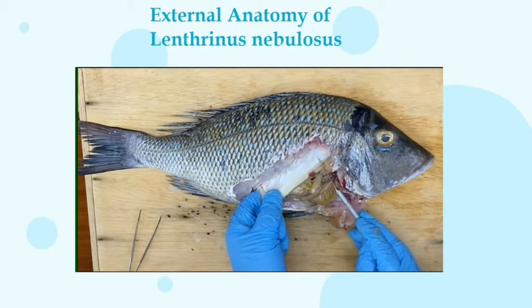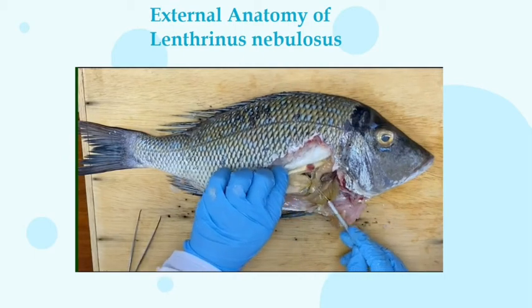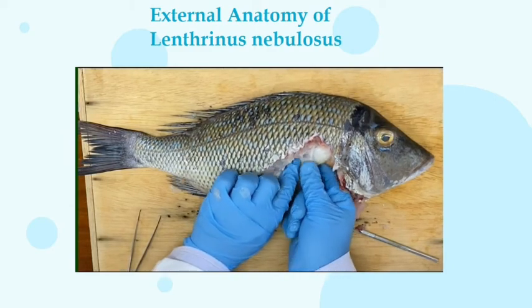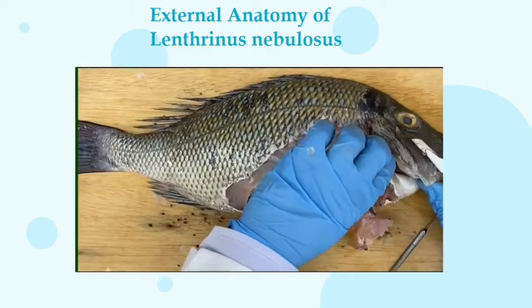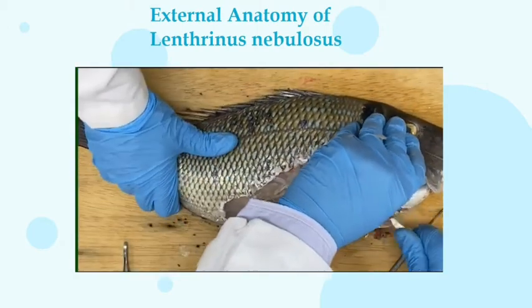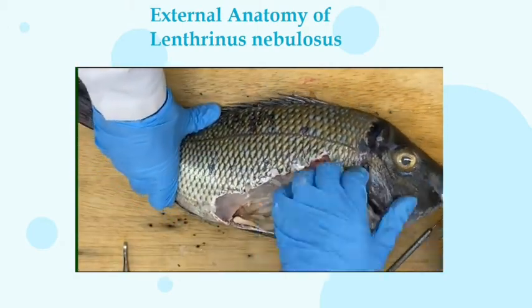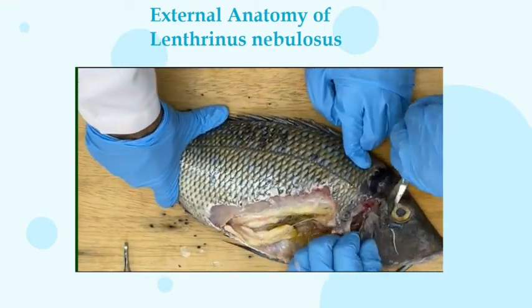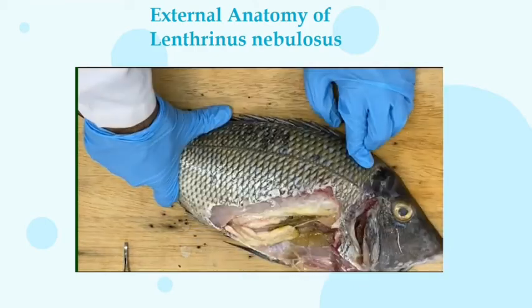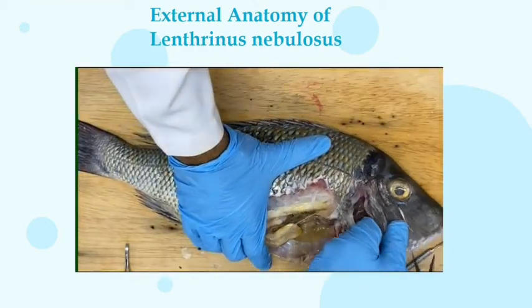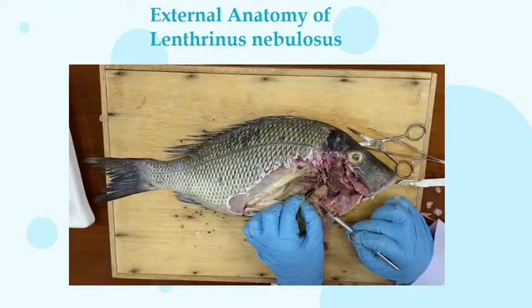And as you can see here, this is the swim bladder. It is a flexible, gas-filled sac located in the dorsal or top portion of the body cavity and helps to control the fish's buoyancy. This part is the spleen.